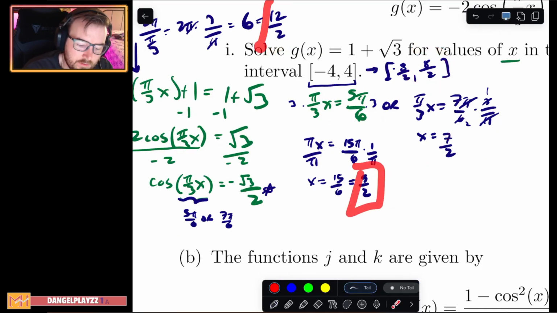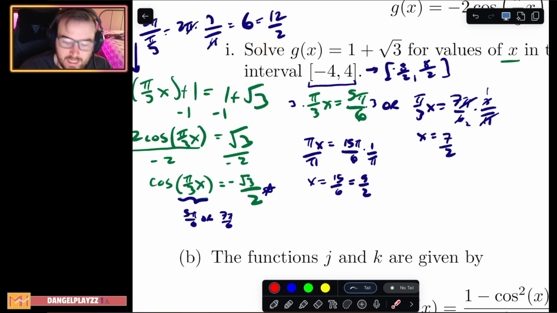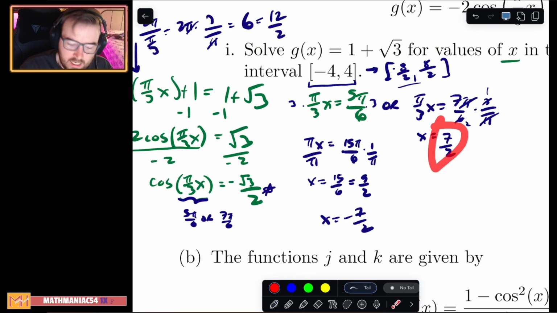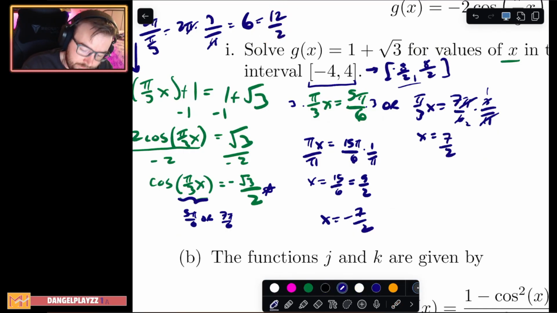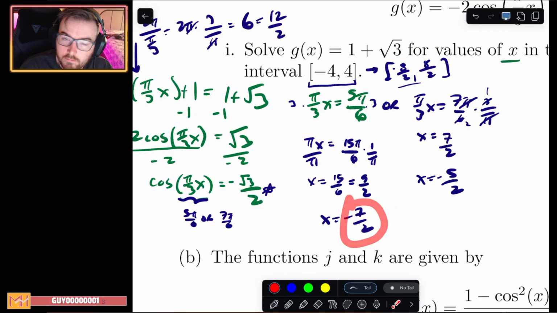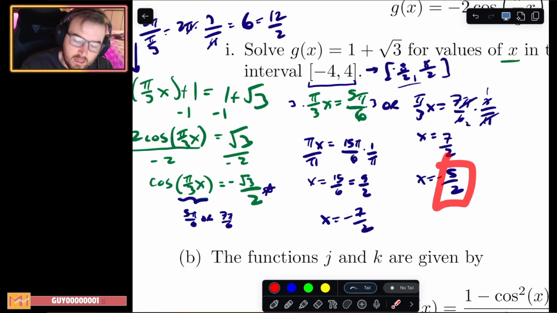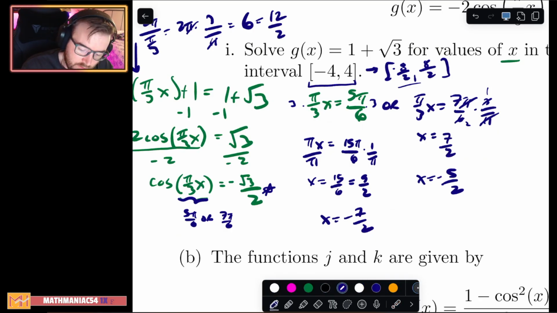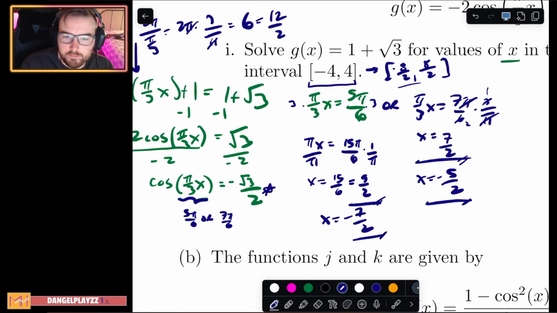What's 5 halves minus 12 halves? Negative 7 halves. That fits. So there's another answer. What's 7 halves minus 12 halves? That's negative 5 halves. That fits. That's another answer. Can I subtract again? No, that'd give me negative 19 halves. Can I subtract again? No, that would give me negative 17 halves. These are the 4 solutions that fit within the interval.